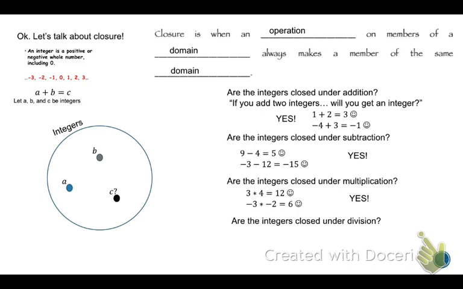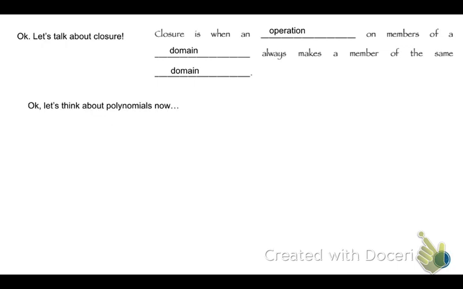Now are the integers closed under division? So say we have 3 divided by 4. Well, that equals 3/4. 3/4 is not a whole number. So no, they are not closed under division. Okay, so that's a counterexample to show when they are not closed. Sorry. So let's think about polynomials now.